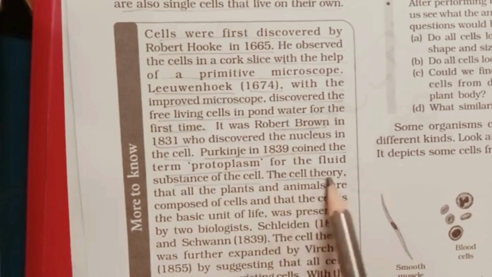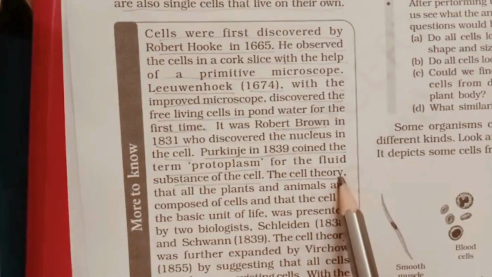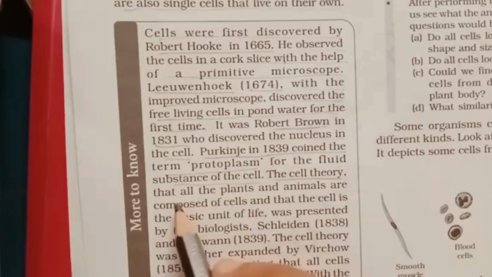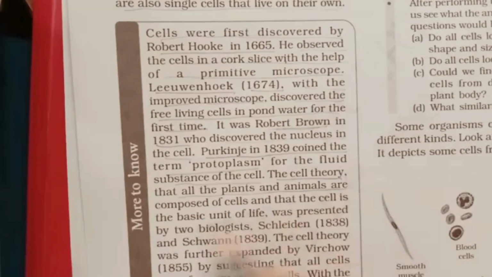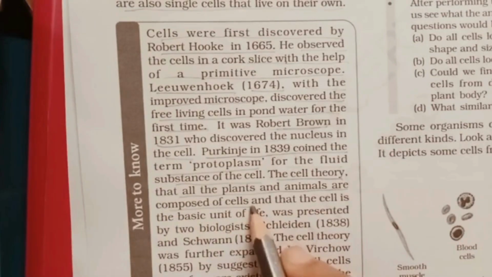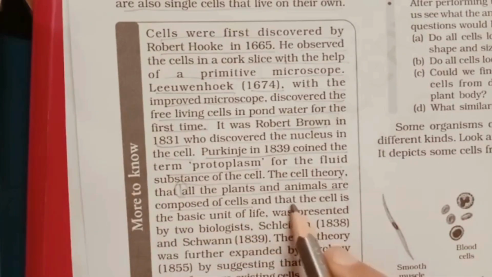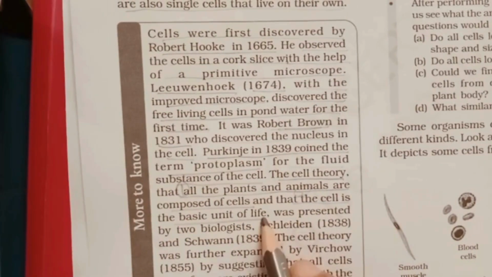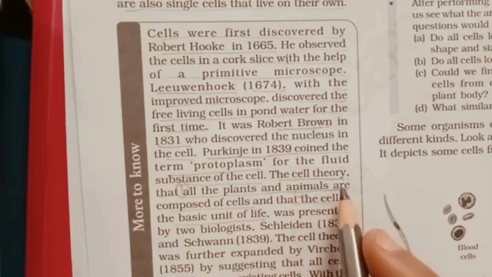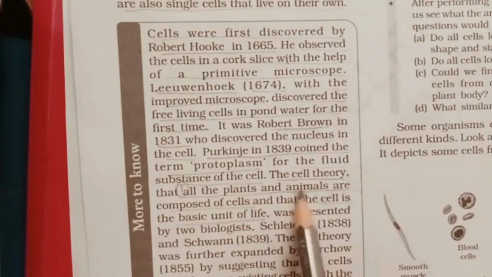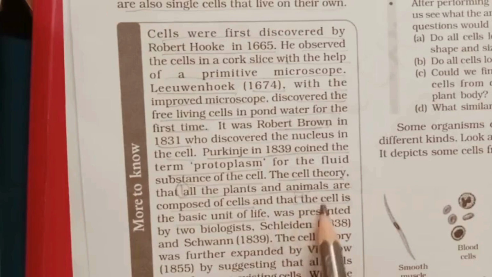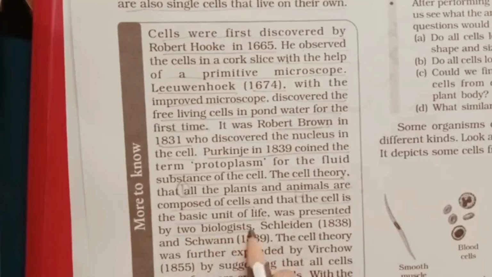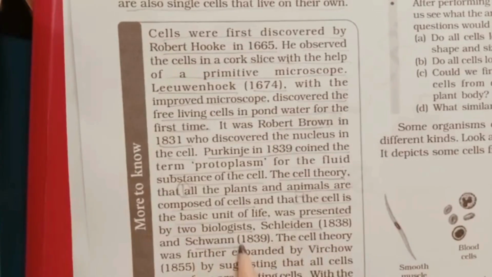Now we have another thing, the cell theory. Very important question. What is the cell theory? That all the plants and animals are composed of cells. First part of the cell theory, and that the cell is the basic unit of life. These are two important points of the cell theory. The first point is all the plants and animals are composed of cells, and the second is the cell is the basic unit of life, and these were presented by two biologists, Schleiden and Schwann.